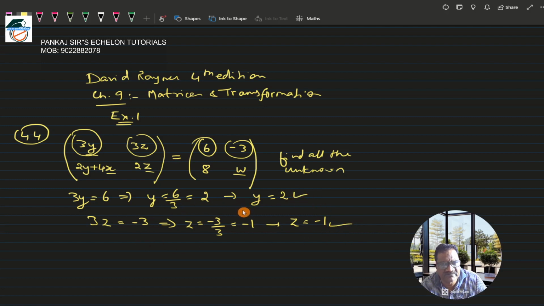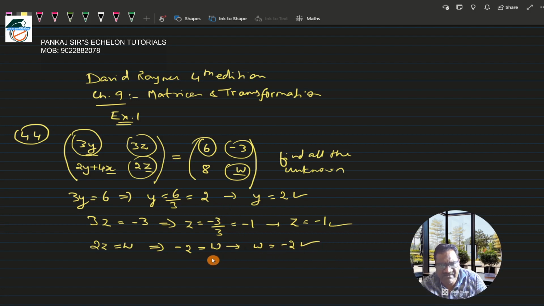So I got y, I got z also. Now let me equate this 2z with w. 2z will be equal to w because they are corresponding elements of the equal matrices. Since the z value I got just now is minus 1, 2 times minus 1 will be minus 2. So minus 2 will be equal to w. So I get w equal to minus 2, the value of w.